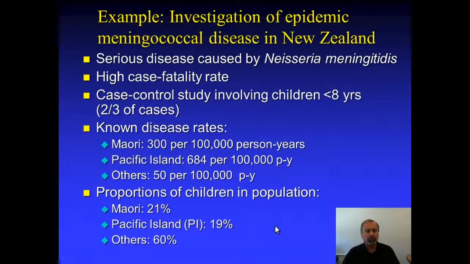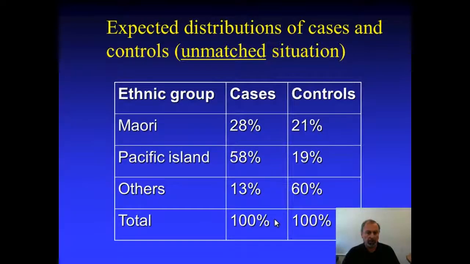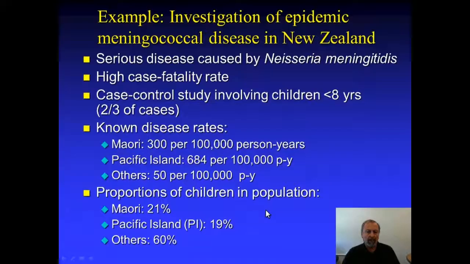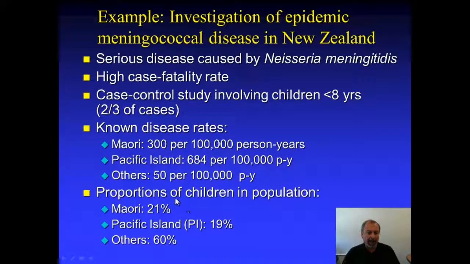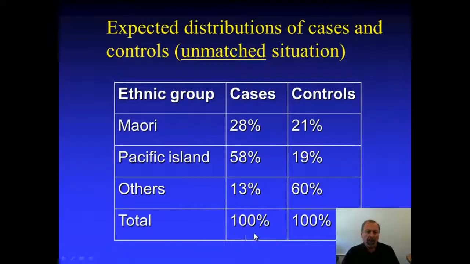So you can fairly easily calculate, from the rates and the proportions of children, the distribution of cases that occurs in the population. And then if you calculate the distribution of controls, which would simply reflect the proportions of the children in the population if you were to randomly sample, you can see this is what we would have got. And so you can see this is very unbalanced.